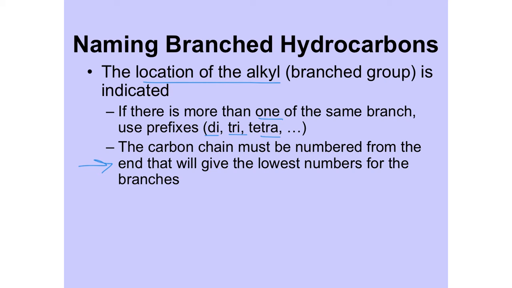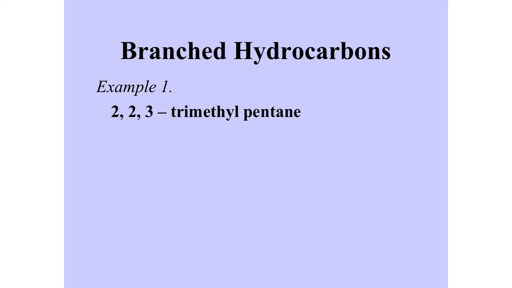So instead of saying methyl, methyl, methyl hexane, because that just sounds ridiculous, you would say trimethyl hexane. And then there would be 3 numbers out in front to give the location of all 3 branches. So now we just have some examples to do. Our first example is 2,2,3 trimethylpentane.